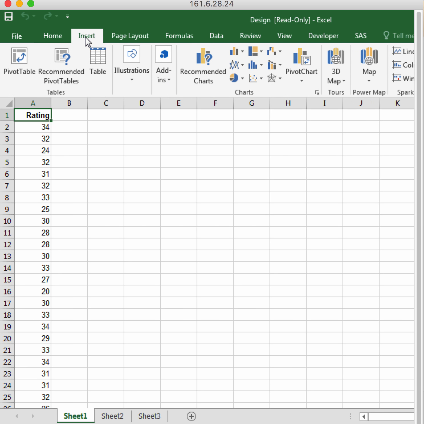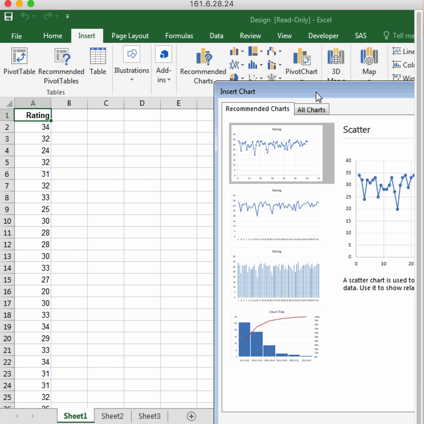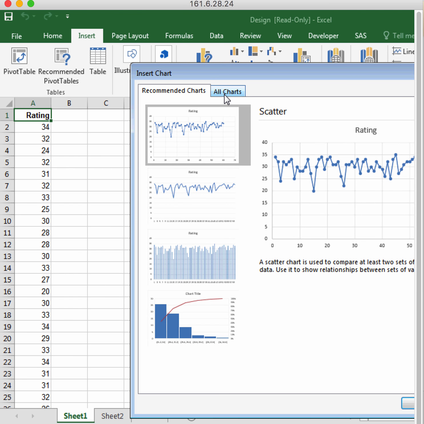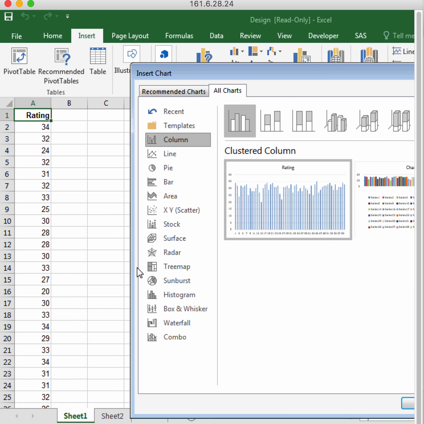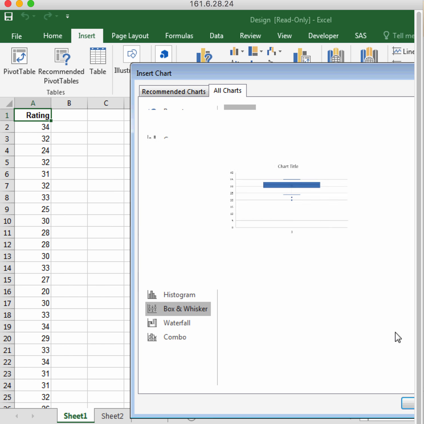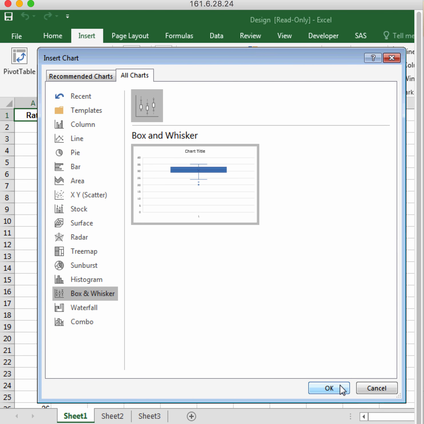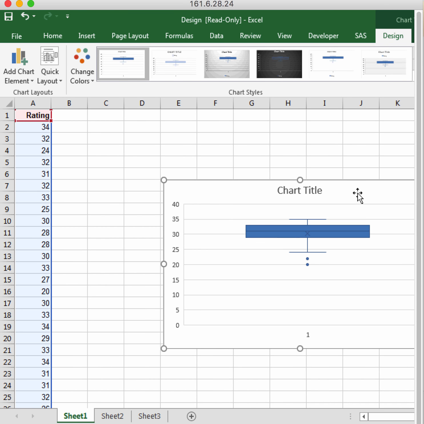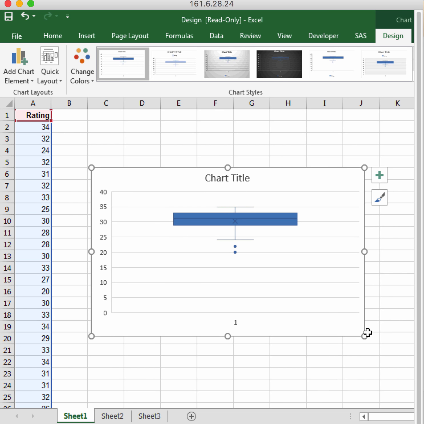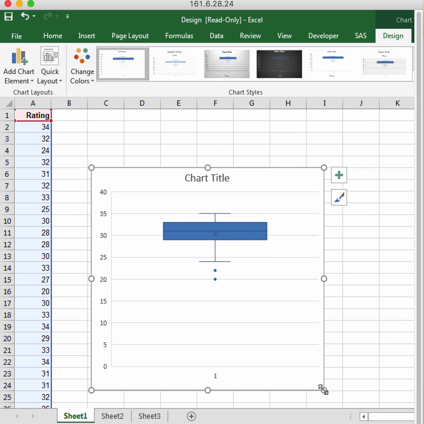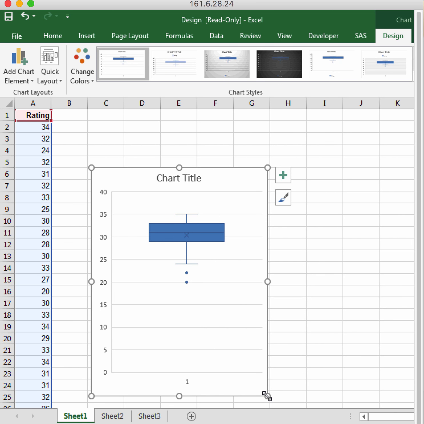So if you go to Insert and click on this arrow here, that gives you all the charts. See all the charts, so click on it. And from here, click on All Charts, and you should be able to see something called Box and Whisker. So just click on that one and just say OK. So here we go, our data being plotted, and you can manage the look of it.